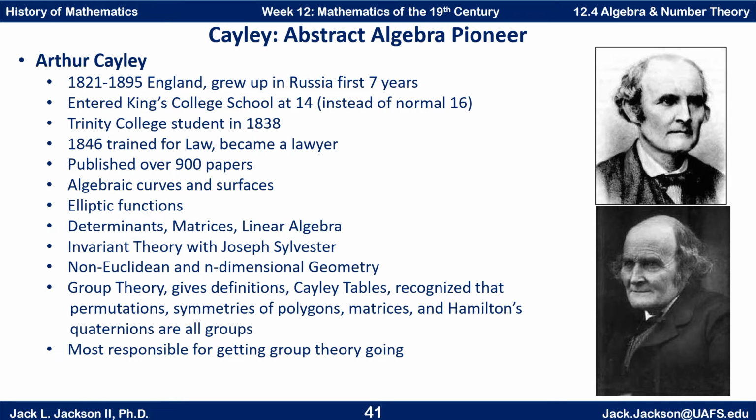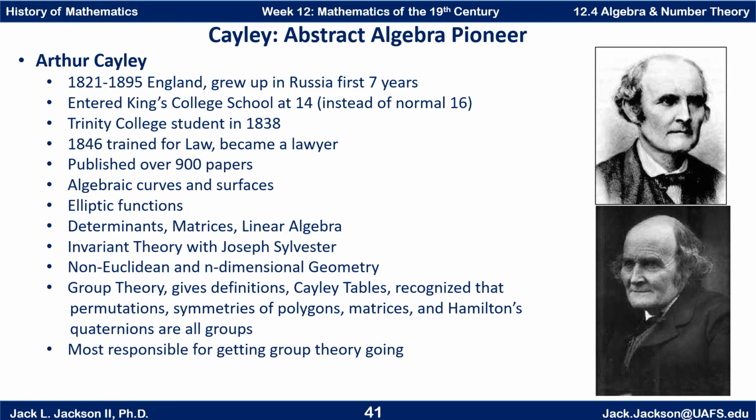He entered Trinity College as a student in 1838. In 1846, he needed to get a career, so he decided to train for the law, and he became a lawyer. So he made his money as a lawyer, but ended up publishing over 900 papers. A lot of them were on things like algebraic curves and surfaces, elliptic functions. He did a lot of early work on determinants and matrices, leading to linear algebra. He worked on invariant theory with Joseph Sylvester. He worked in non-Euclidean and n-dimensional geometry.